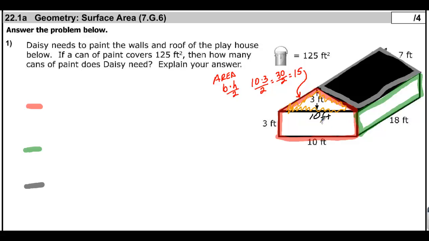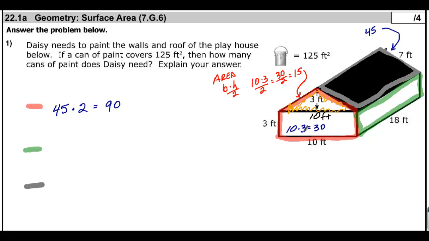The rectangle portion of that, any rectangle, it's length times width or base times height, it's 10 times 3, which is 30, which means for this whole wall, we have the 15 and we have the 30. We have 45 for that. And then remember, we're multiplying that by 2 because there's one at the other end that's exactly the same. There's another 45 at the other end of this. So altogether, we have 90.